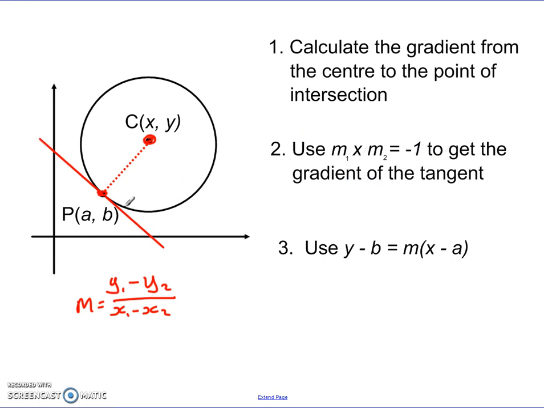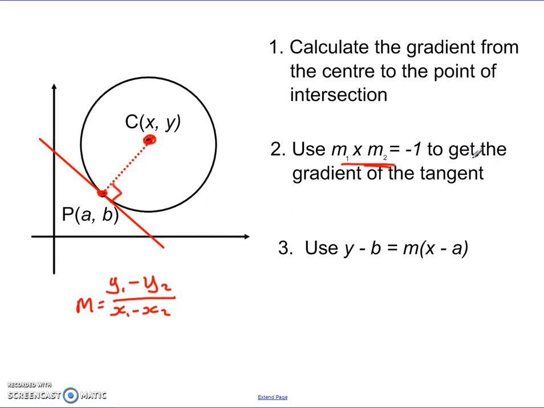Remember that if you've got a line touching the circle at any point, any tangent to a circle, it is always perpendicular to the radius of the circle. So it's always perpendicular to the line from the centre of the circle out to that point where it touches. So that's why we can use this property here.